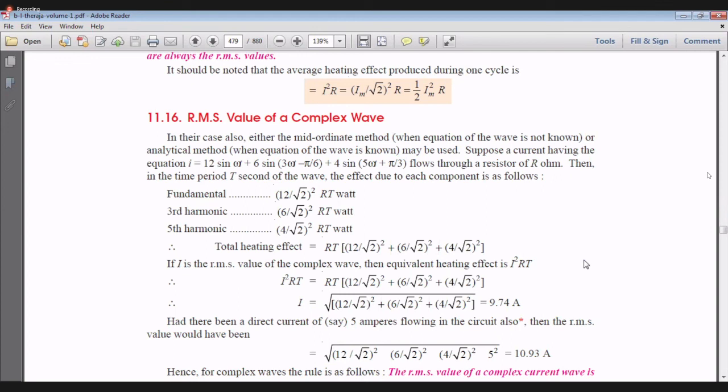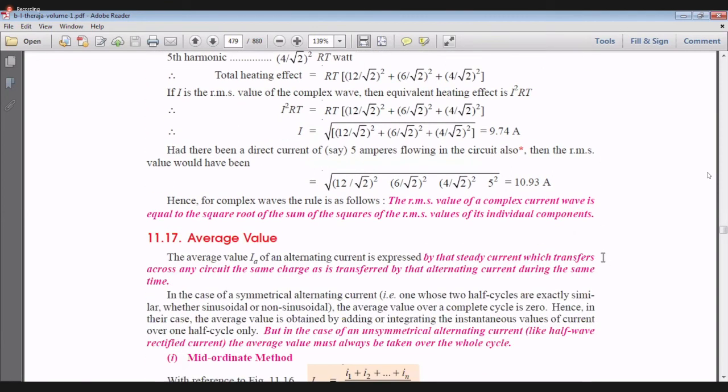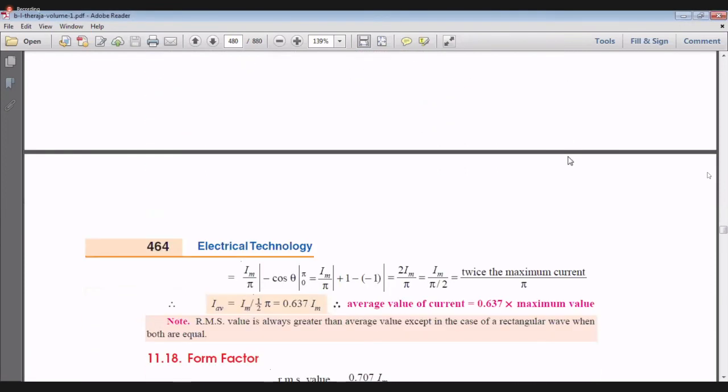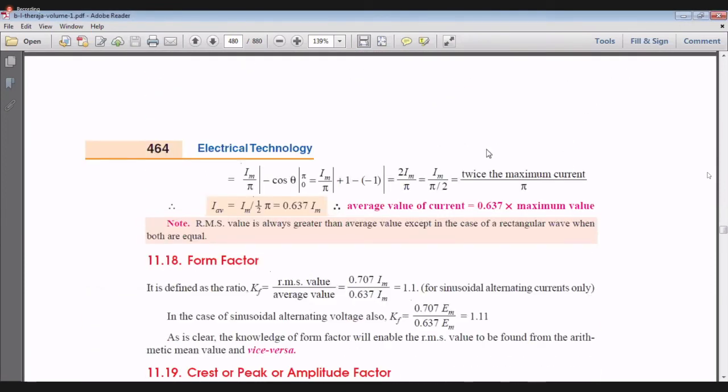Average value. The same concept applies when we have to find the average: we add them up and then divide by the number of intervals. So I1 to In, you add them and divide by n. Same calculation as we did, and the average value comes out to be twice Im by pi.